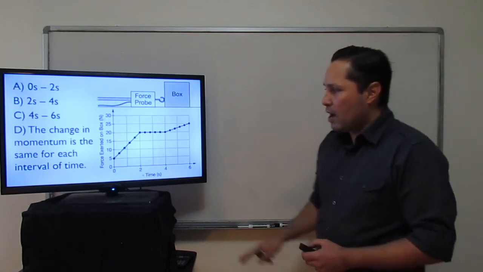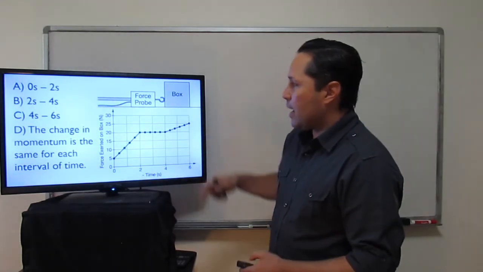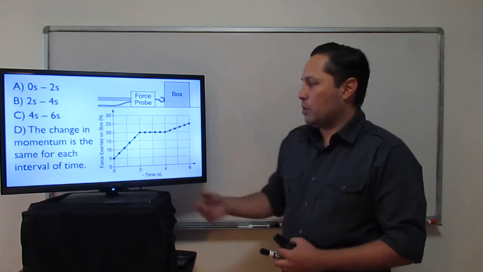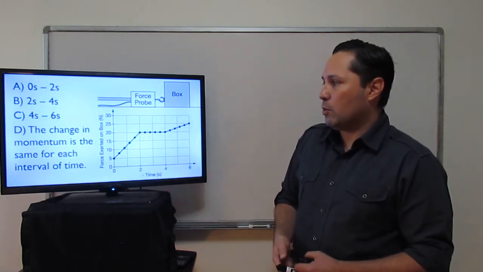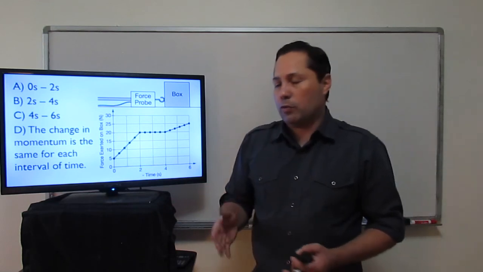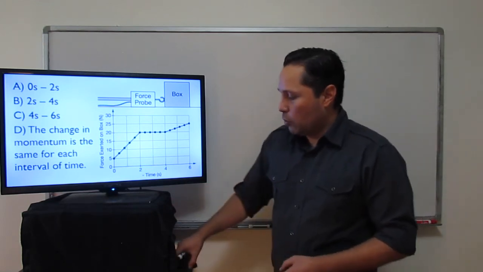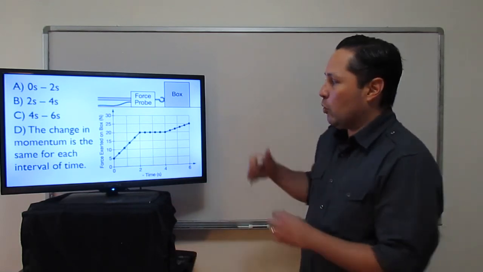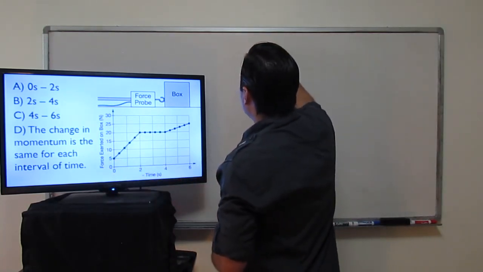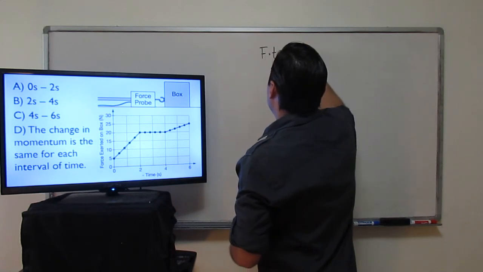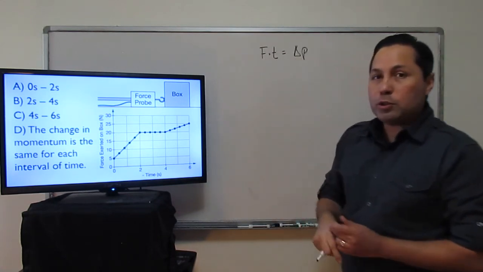Alright, so here's our graph. I want to know during what time interval it is: between 0 and 2, 2 and 4, 4 and 6, or the change in momentum is the same on all these time intervals. So they want to know again the change in momentum. We have force here as a function of time, so force times time is equal to our change in momentum. So again, we have to multiply them together.